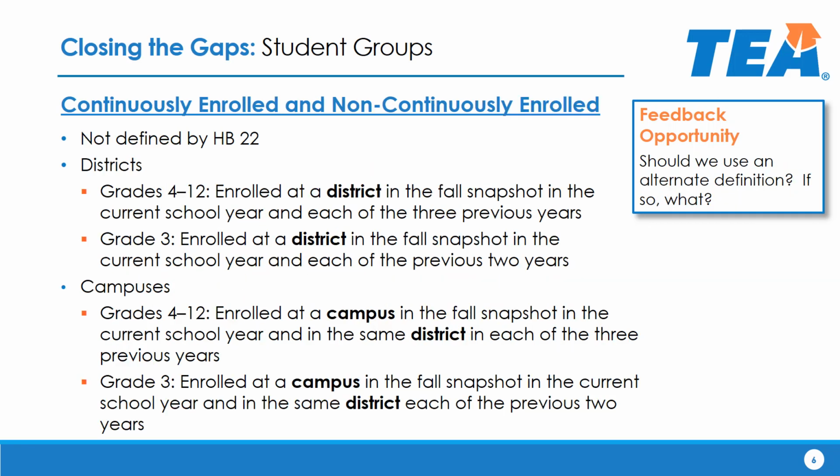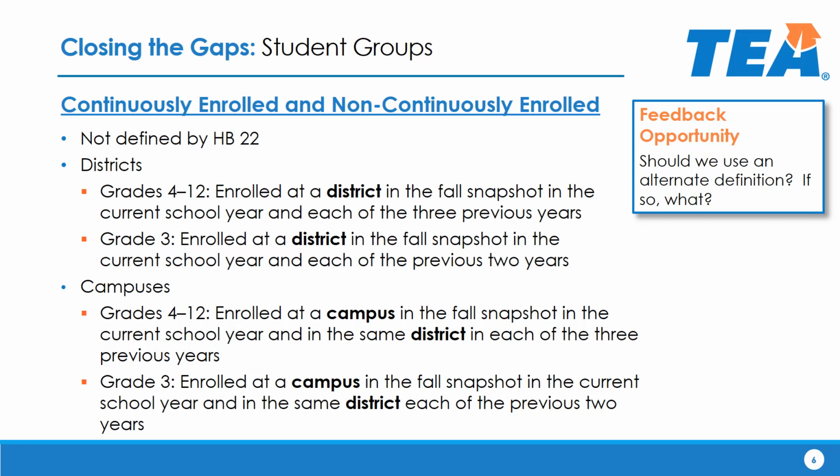House Bill 22 also requires us to look at students who are continuously enrolled. This is a tentative definition, and we certainly welcome feedback on how to improve it. This is difficult to measure, especially at the campus level, because of the number of different grade spans that the 8,600 or so campuses in Texas serve. So here's how it works for a district.